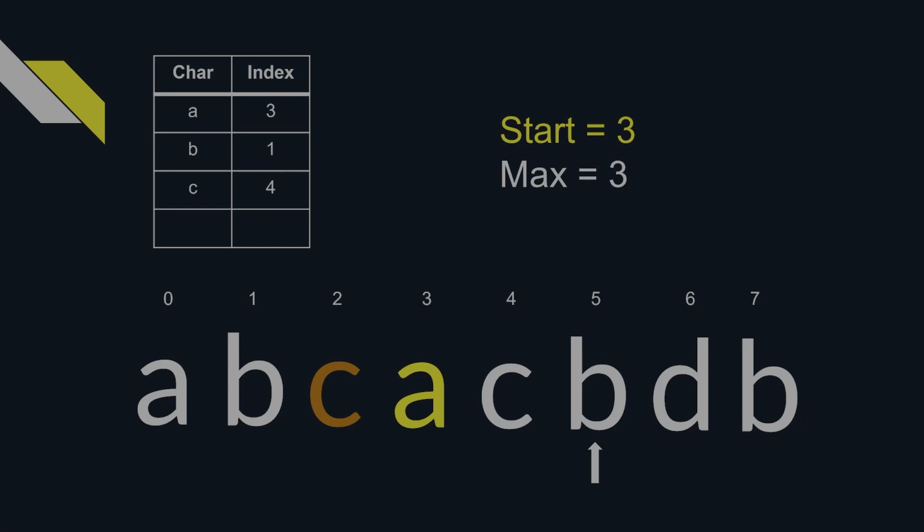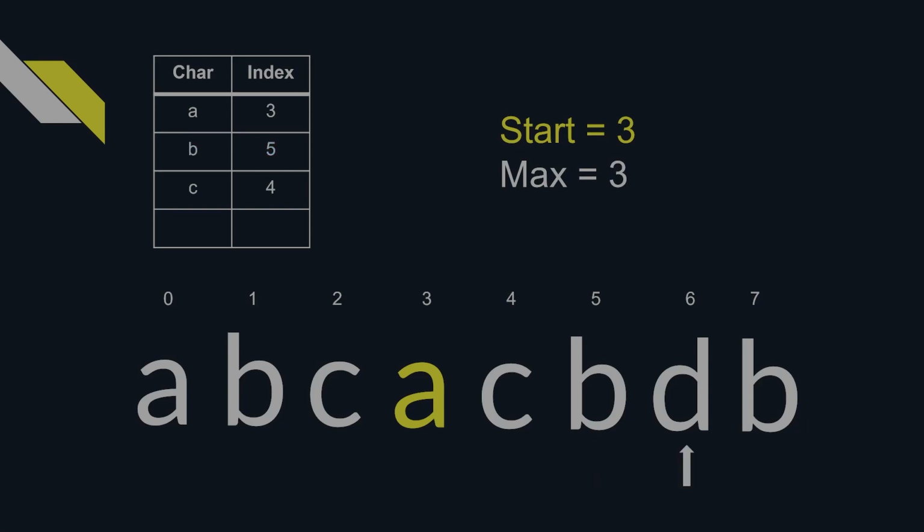So to solve this, we need to always check if the next index is after our current start. Then only we can update. In other words, we select the maximum between the current start and the new candidate index. Going with this, we keep our start at 3. We then update our table. We go on to the next position.